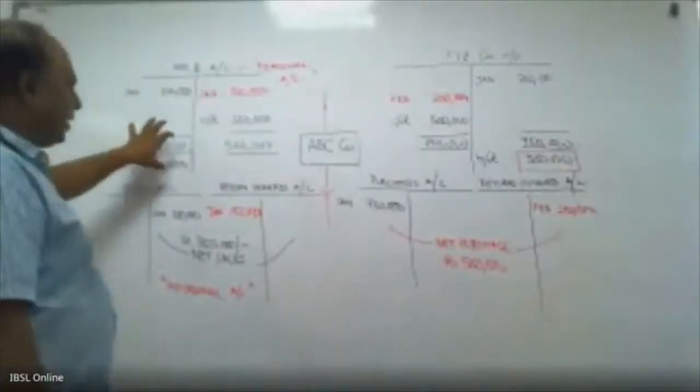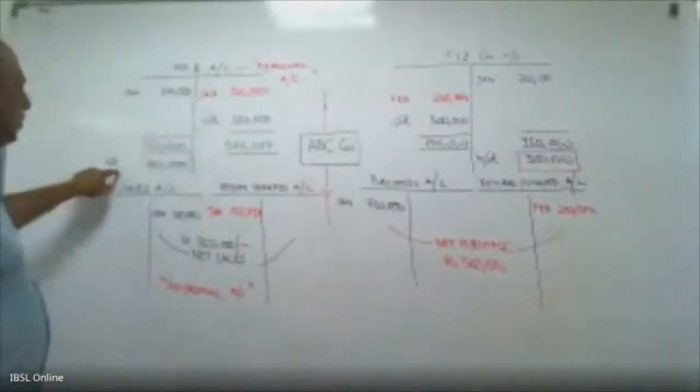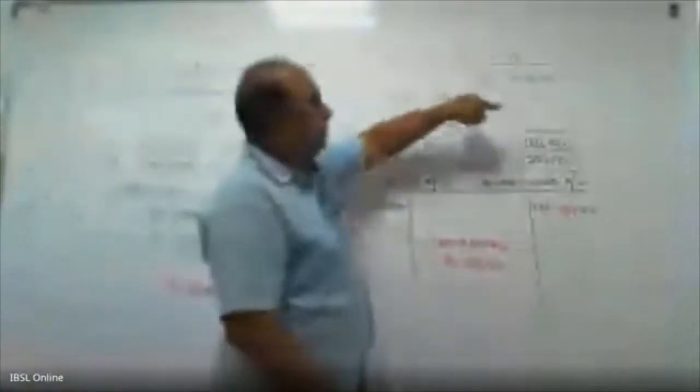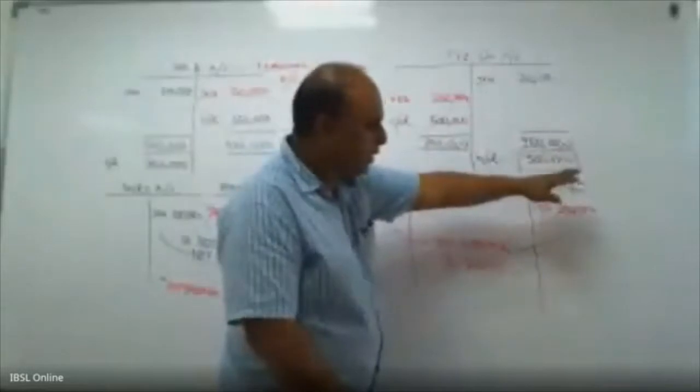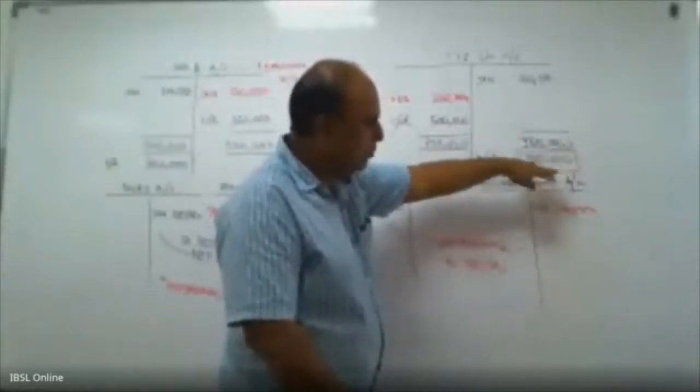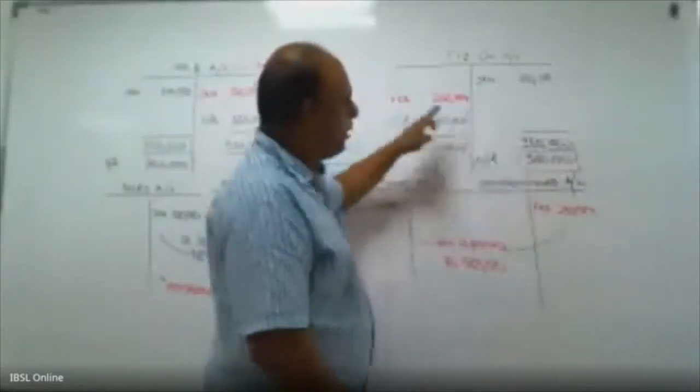So this is how the debtors and creditors accounts are operated. You have to be very clear with this. So here you did the balancing of the account and you have brought down the balance of 350,000, which is an asset to the company. Here you have balanced the account and the brought down balance is 500,000, which is on the credit side. The normal balance is on the credit side, means this is a liability.